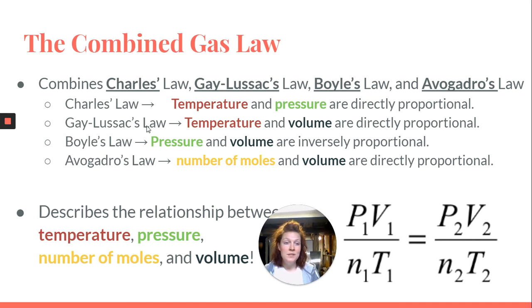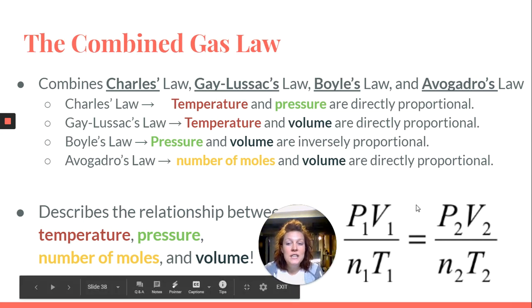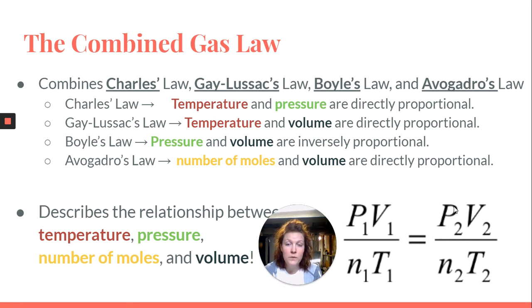Now remember, Charles's, Gay-Lussac's, and Avogadro's laws are all directly proportional, which means that each of them highlights two of the four variables, and they are directly proportional to each other. So that means that if one variable increases, the other variable also increases, and vice versa. Boyle's law is the only law that displayed an inverse proportion, which means that as one variable increases, the other variable decreases, and vice versa. We can actually see that all of those relationships are highlighted here in this final equation that combines all four of those gas laws.